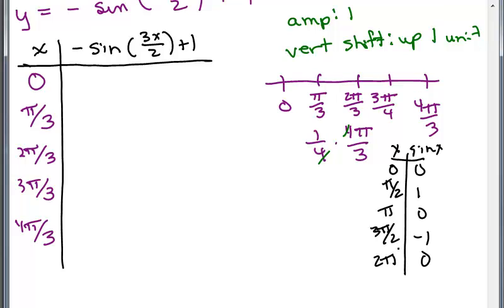And so we're going to do a negative times those usual y values over here, negative times whatever that sine of 3x over 2 is, which we know what they'll be. They are 0, 1, 0, -1, 0. Those are those y values right here, right? And then what do we have to do? We have to add 1 to each of those.